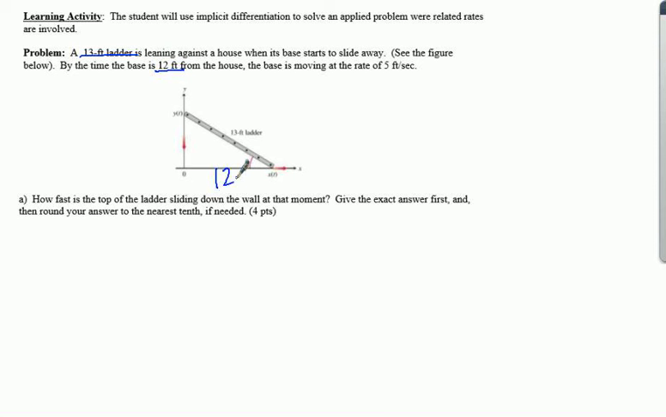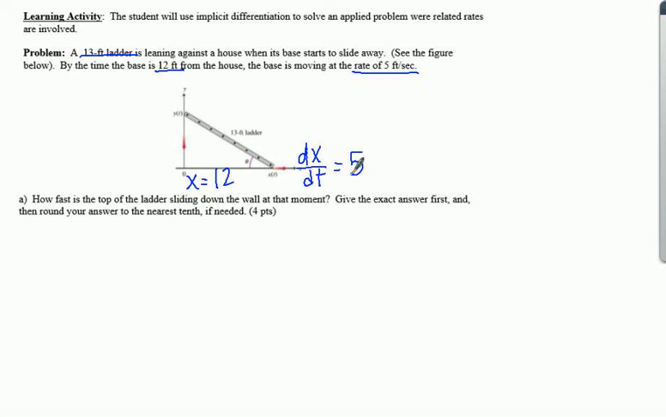12 feet is the distance from the house, so we're going to use this as our x value. X equals 12. The base is moving at a rate of 5 feet per second. Since this is the rate at which its distance from the house changes, this will be our dx/dt, which is 5. And it's sliding away, so we're going to interpret it as positive.